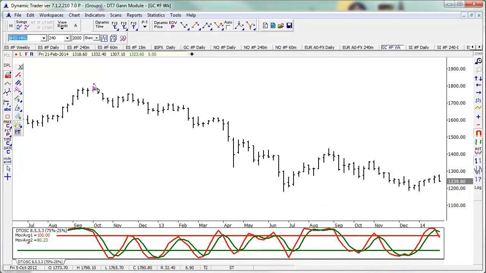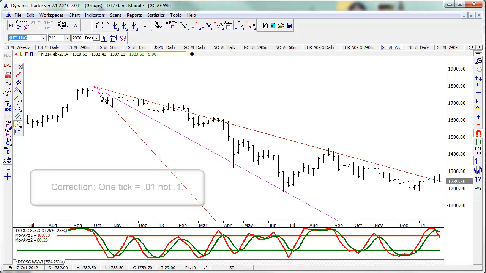Let's go from this top in gold, and we'll click on the top bar, and we just have to drag the cursor just a little bit to the right, and it's going to do the 1x1, 2x1, and 1x2 angle. Those are the ones that I had checked off, and it's considering the 1x1 angle is 1,618 ticks per bar. So let's do a double click on that.